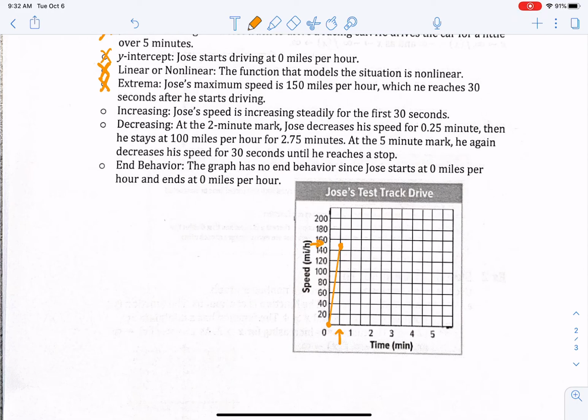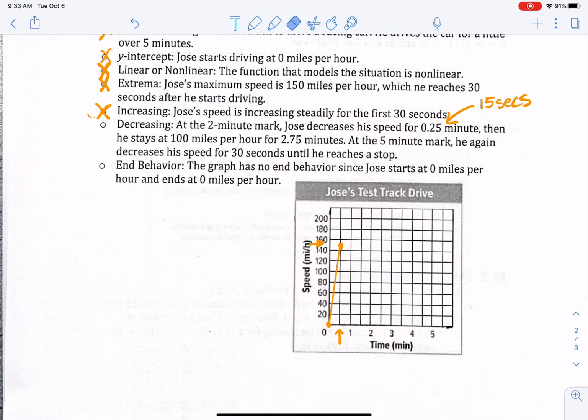We just graphed that, so that's an increasing part. That bullet point is done. Decreasing. At the 2-minute mark, Jose decreases his speed for 0.25 minutes, which is a quarter of a minute, which is really a fourth of a minute, which is actually 15 seconds. Okay, so he's decreasing his speed for 15 seconds, and he stays at 100 miles per hour for 2.75 minutes. Okay, there's a lot of stuff going on in this bullet point.